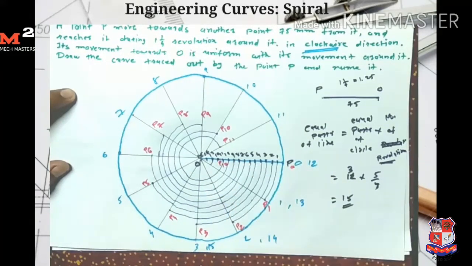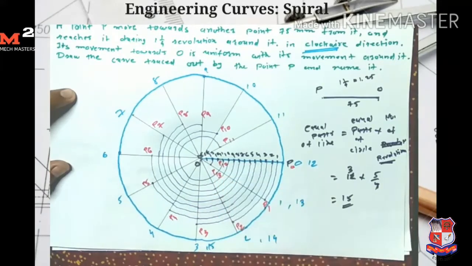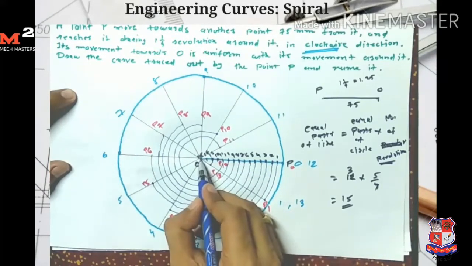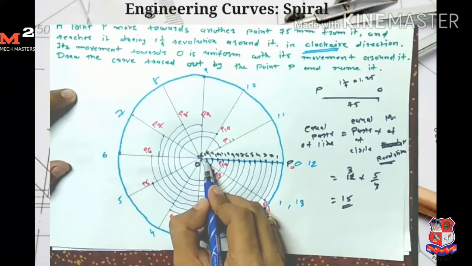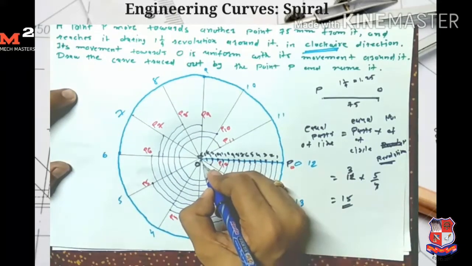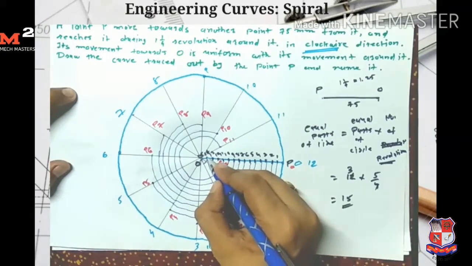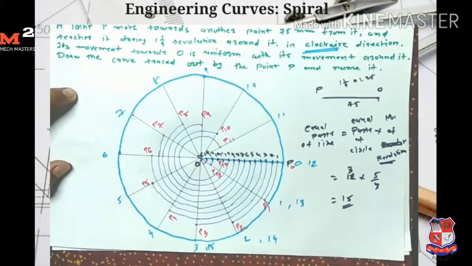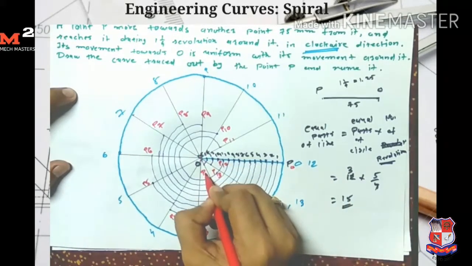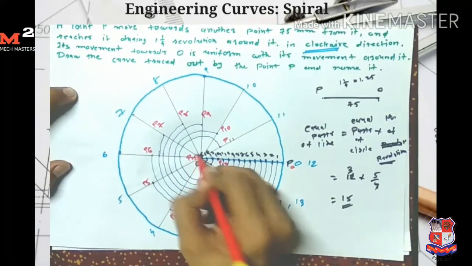So here I get my point P13. Now I take O as a center and O14 as a radius, I draw another arc which intersects the line O14 here. So I get my point P14 here. And I get the P15 point here.